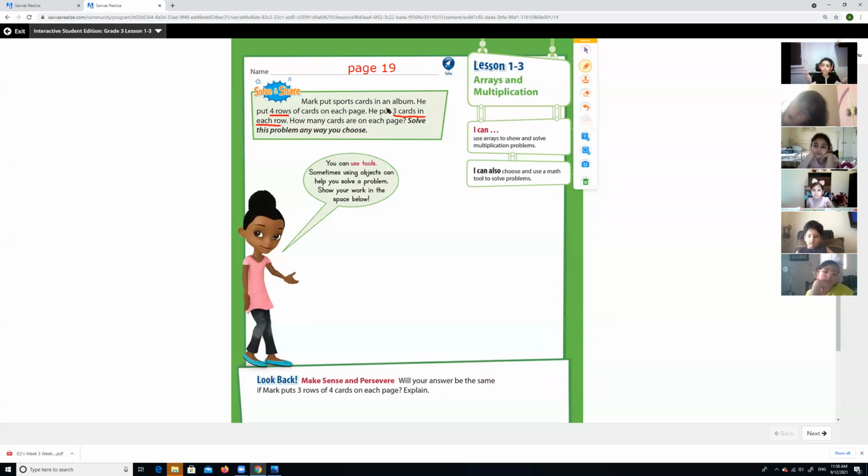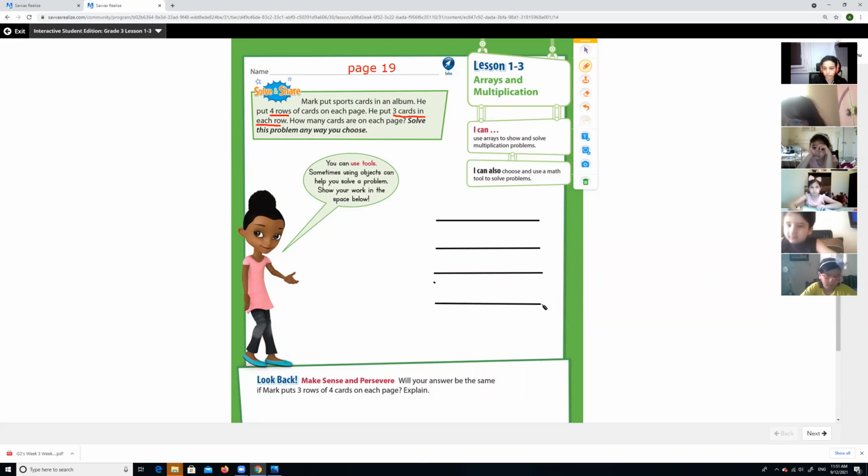So if I want the answer, I can use drawing. I can draw the problem. He said he put 4 rows. Can we draw 4 rows? All of you draw with me 4 rows. 1, 2, 3, 4. I draw 4 rows, okay?